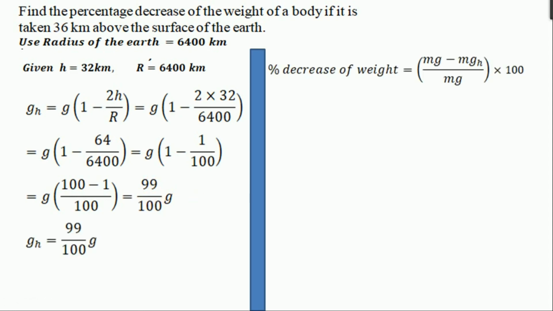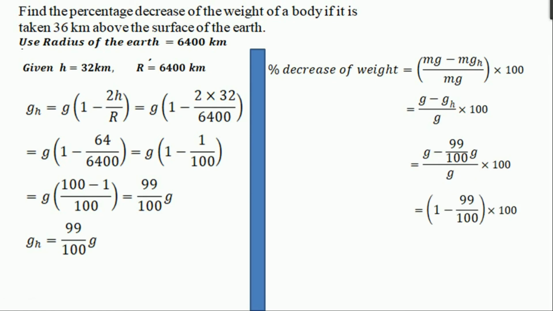So now the decrease of weight is change in weight by original weight into 100. So we can take m common and cancel the m from numerator and denominator, so we are left with this. Now we'll put the value. So instead of g, we'll keep g only. So instead of g_h, I'll write 99 by 100 g. Now again you can see this g will come out and this will get cancelled with this g, and we are left with these numbers. Now when you solve this, you'll get 1%. So when you take the object 36 kilometers above the surface of the earth, the decrease in weight is 1%.